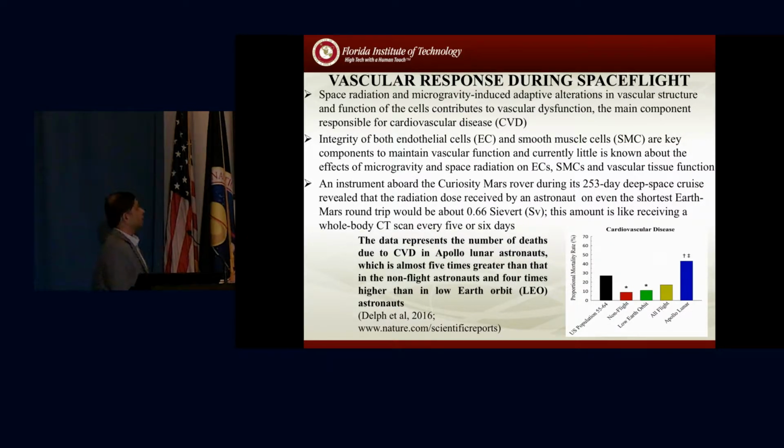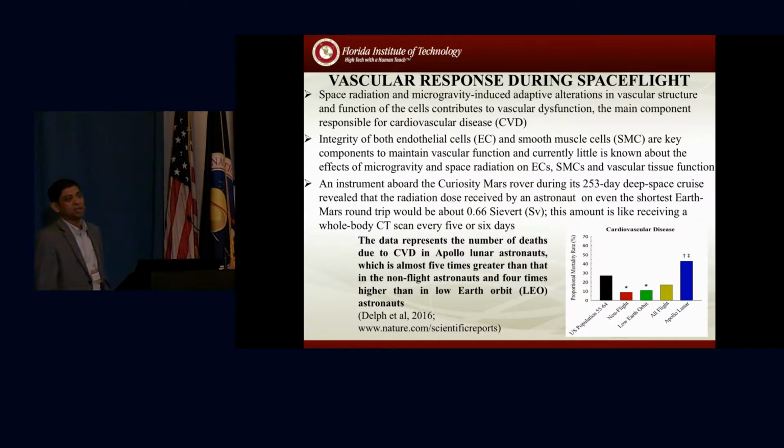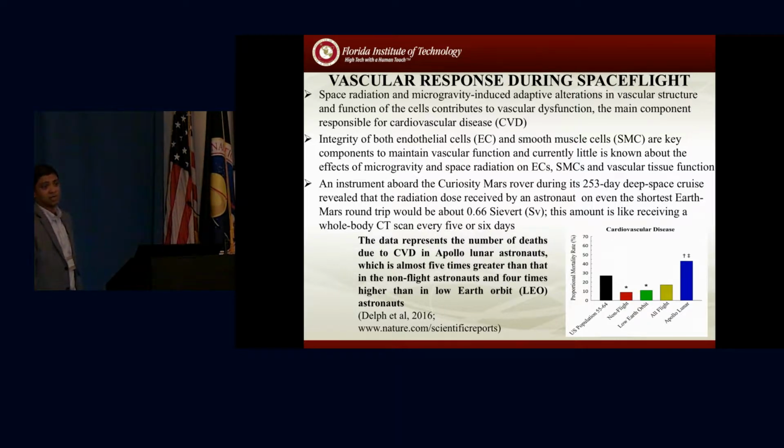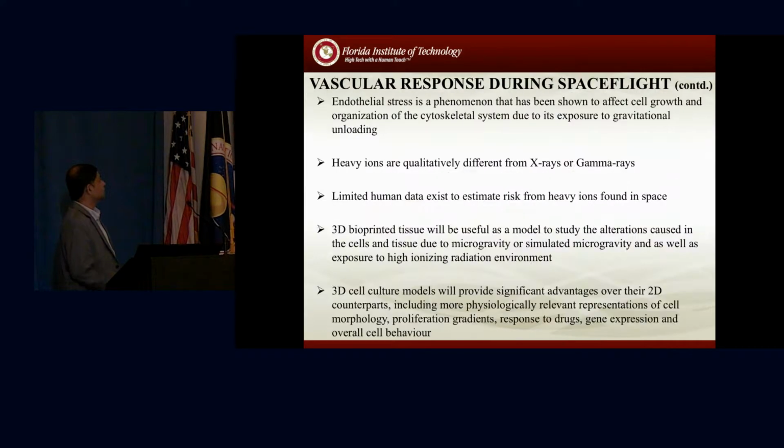We know that when you are exposed to microgravity and space radiation, there is vascular dysfunction, and the integrity of the smooth muscle cells and the endothelial cells is compromised. There is only a little bit of information to assess them right now. There is some work going on. In fact, I was looking at an interesting article which analyzed the astronauts in the Apollo mission. There were 5 times the deaths compared to those in low orbit or to the non-astronauts. So that was very interesting, fascinating data, which was a motivation for continuing this research.